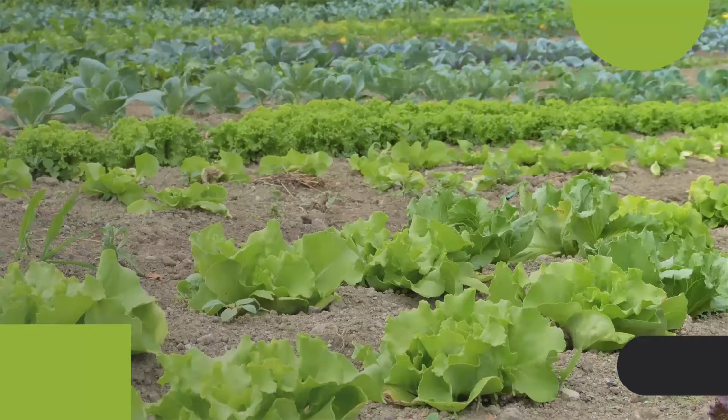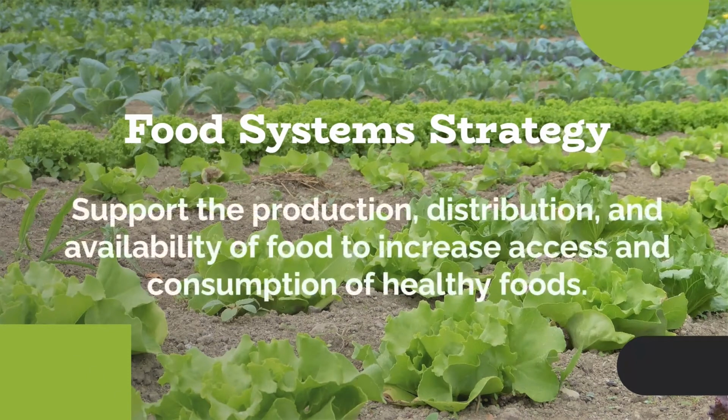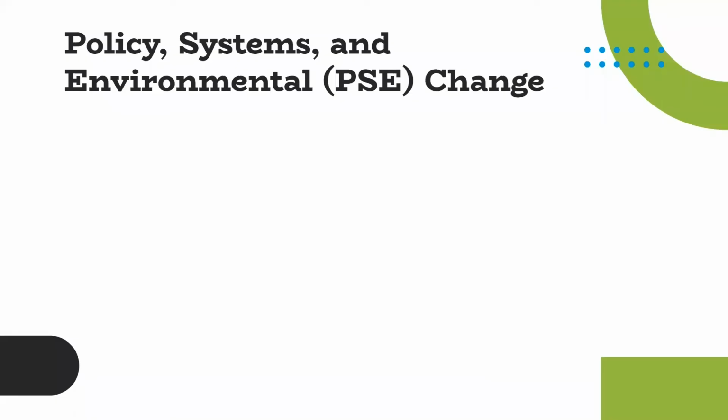In AZ Health Zone, strategies are high-level descriptions of evidence-based interventions. The food systems strategy is defined as supporting the production, distribution, and availability of food to increase access and consumption of healthy foods. So how do we do it? Through policy, systems, and environmental change, known as PSE change for short.